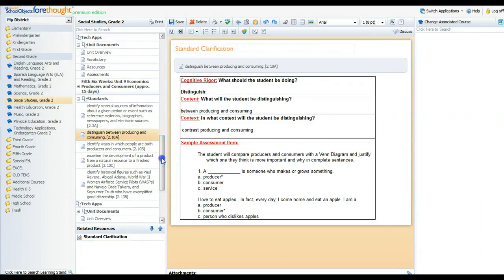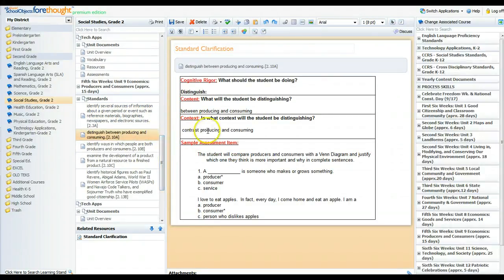To distinguish between producing and consuming, they have to contrast this. So they need to know the difference. So the student will compare producers and consumers with a Venn diagram and justify which one they think is more important and why in complete sentences. Here I have an example. A blank is someone who makes or grows something. Then I have, I love to eat apples. In fact, every day I come home and eat an apple. I am a consumer.